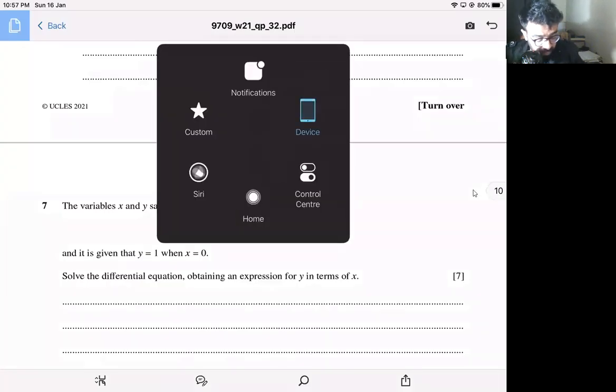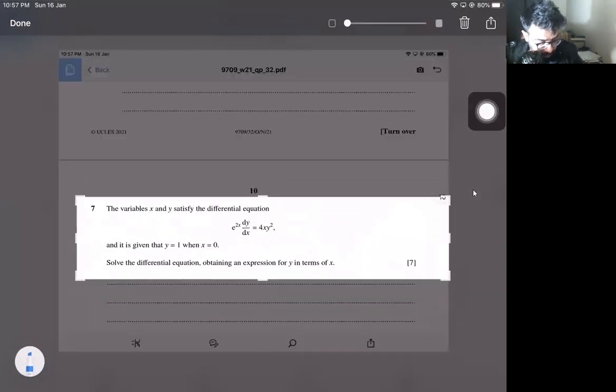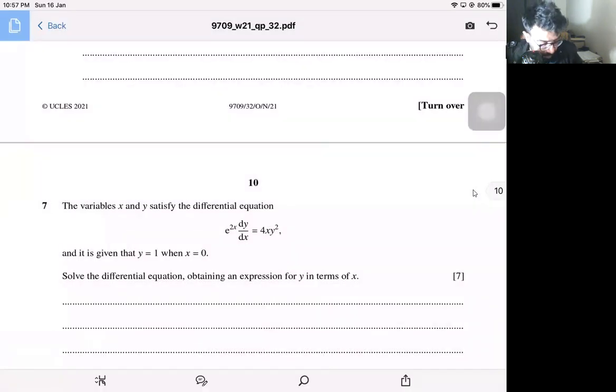All right, so here we have question number 9709, October/November 2021, paper 3, variant 2. And this question is from the topic differential equations. This is worth 7 marks.